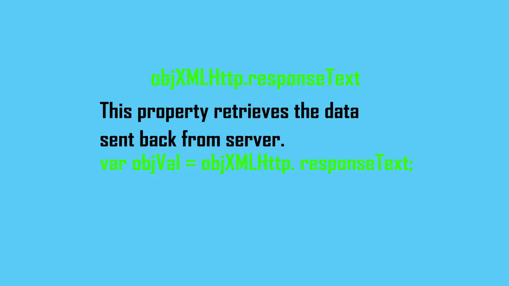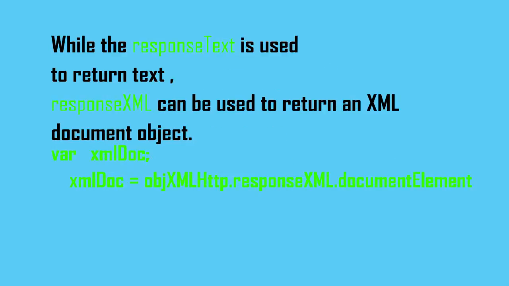Now let us look at property number 3 of XMLHttpRequest. It's written, as you can see in the script, object.XMLHttpRequest.responseText. This property retrieves the data sent back from the server. As you can see, the variable objval and then the property responseText. While responseText is used to return text, responseXML can be used to return an XML document object, as you can see in the script.